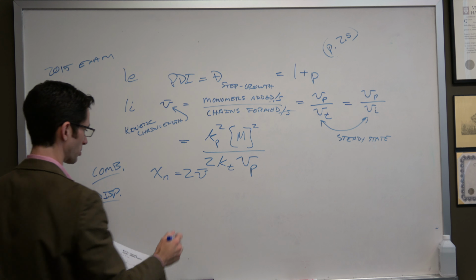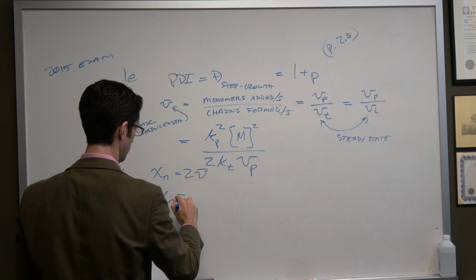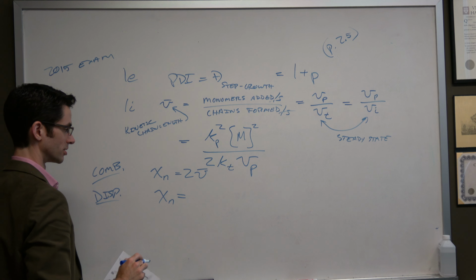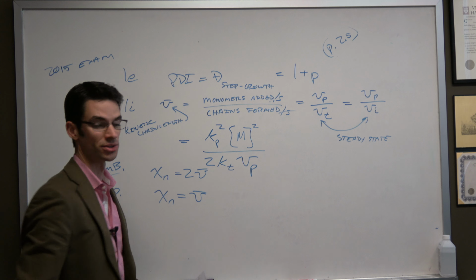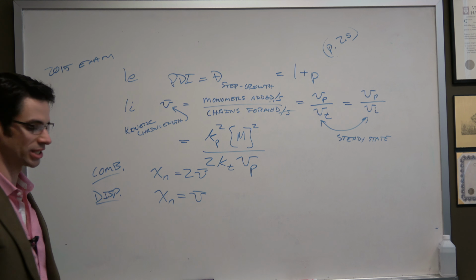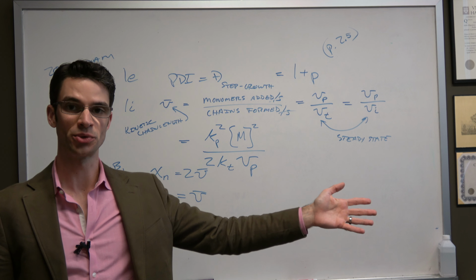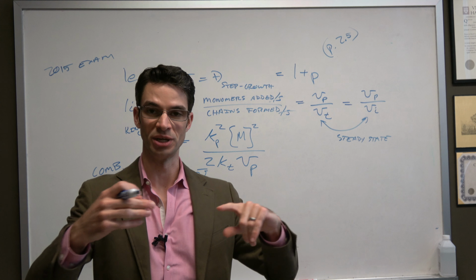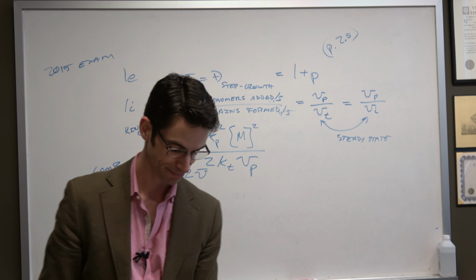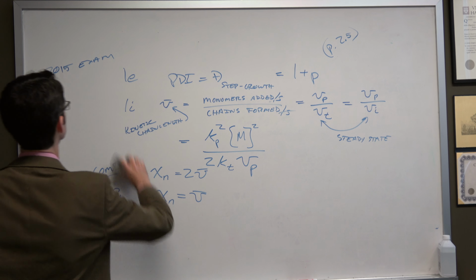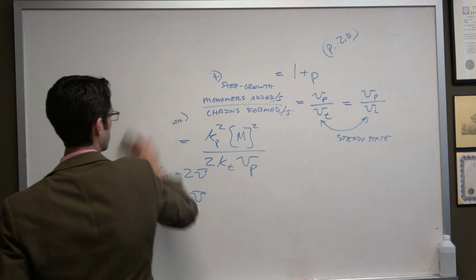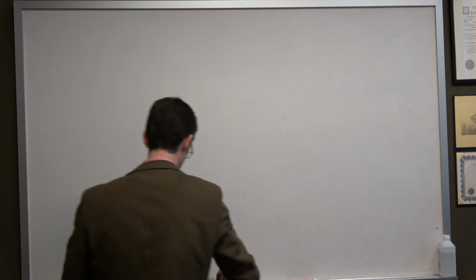But termination by disproportionation gives you a number average degree of polymerization that is equal to the kinetic chain length. So in disproportionation, one of the polymer chains ends in a CH3 group, and the other polymer chain end with which it disproportionates ends in a double bond. You would be given this kinetic expression for the kinetic chain length.